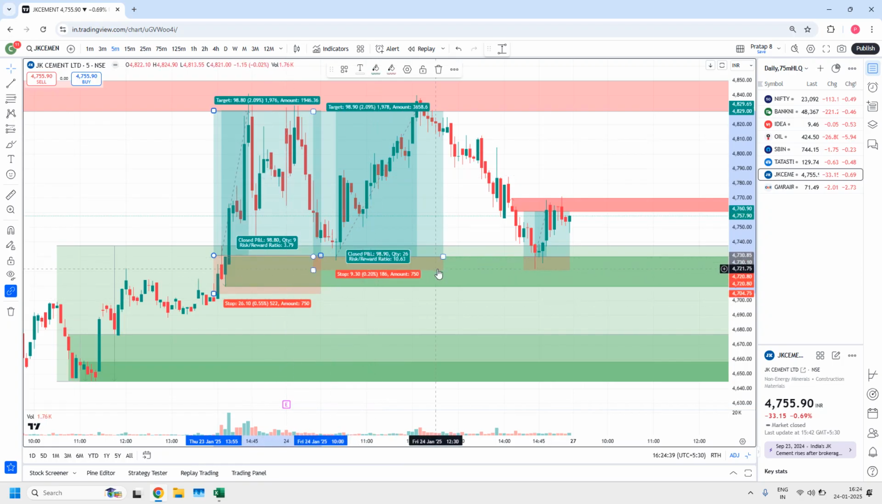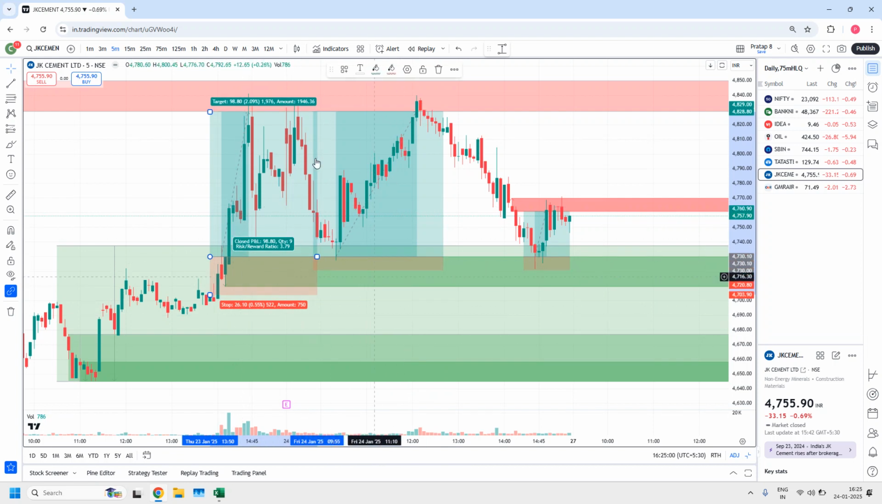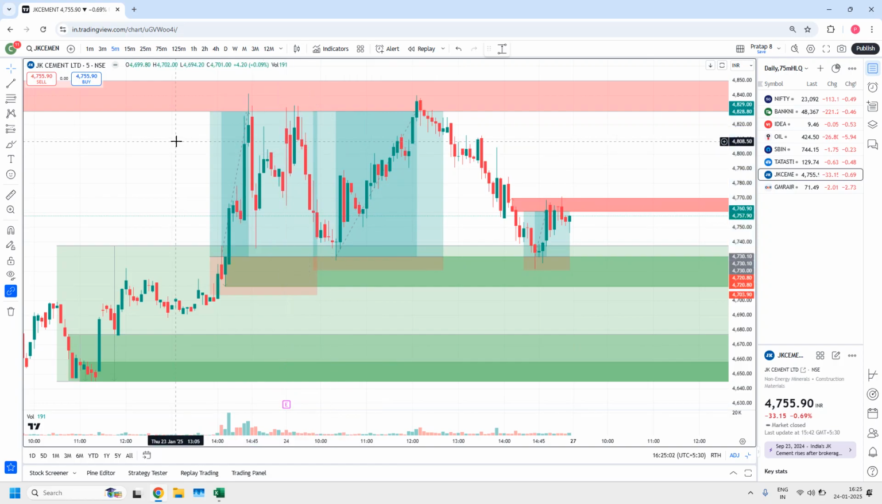But why did I keep my stop loss within this 5-minute zone? Your stop loss should be below the distal line of the 5-minute zone, not within the 5-minute zone. Why did I do it like this? What made me do it like this? This is the doubt you all should get. Even here, you see, my stop loss is within the 5-minute zone, not below the 5-minute zone.